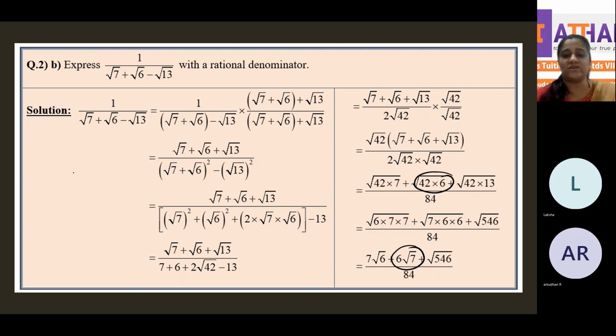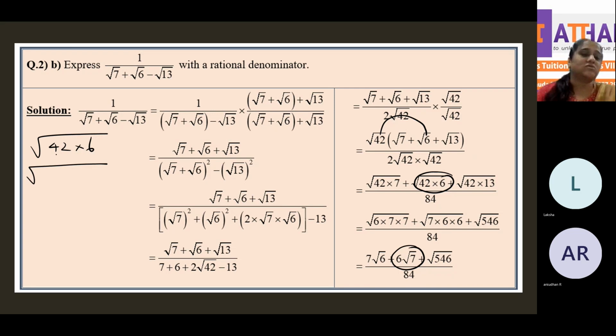See here, first you multiply root 42 into root 6. So it is root of 42 into 6. That is the first step. Next step, you can break it down into factors. So I have written 42 as 6 7s are 42 and the 6 as it is. So from 2 6s, I've taken 1 6 out and 7 remains under the square root. So I've written it as 6 root 7.